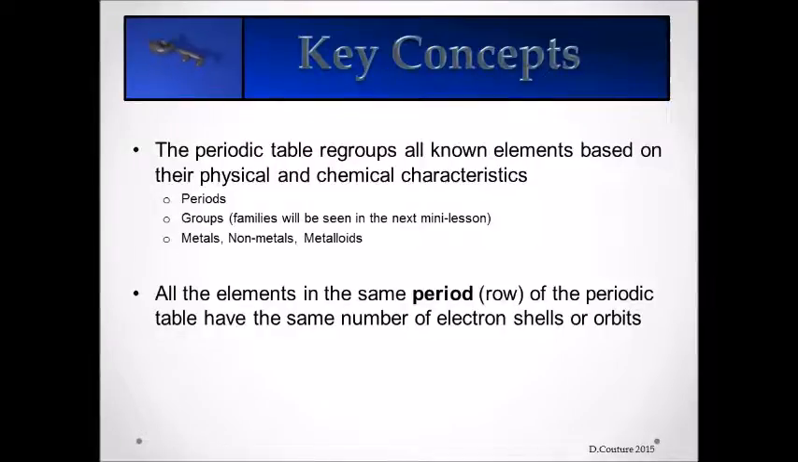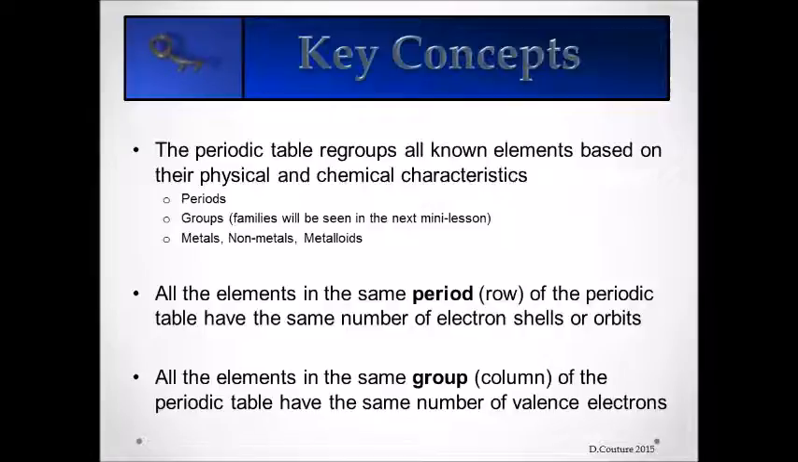This is a recap of what was in the last mini lesson. All the elements in the same period, or the same row, have the same number of electron shells, and all the elements in the same column, or group, have the same number of valence electrons. So this is the take-home message for this mini lesson.